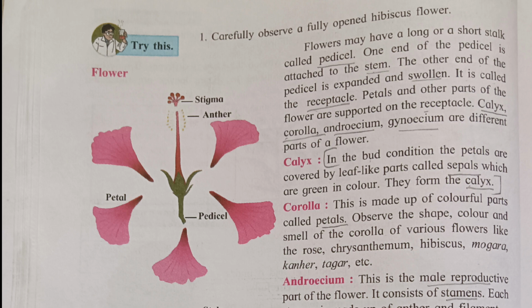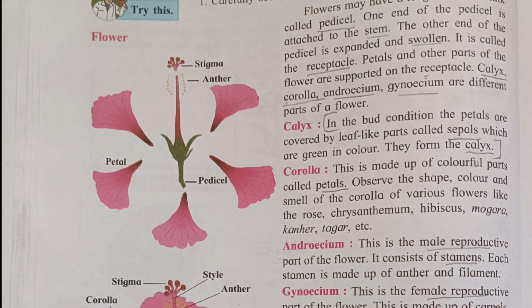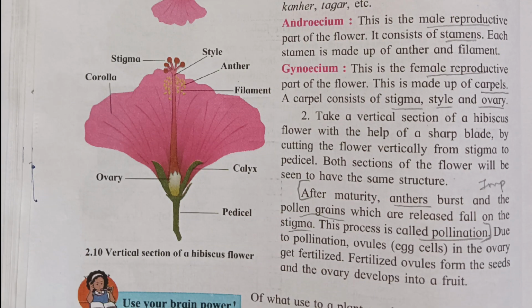Androecium. This is the male reproductive part of the flower. It consists of stamens. Each stamen is made up of anther and filament. Gynoecium. This is the female reproductive part of the flower. This is made up of carpels. A carpel consists of stigma, style and ovary. Here a question can be asked to explain the different parts of the flower. So you have to explain all these parts.